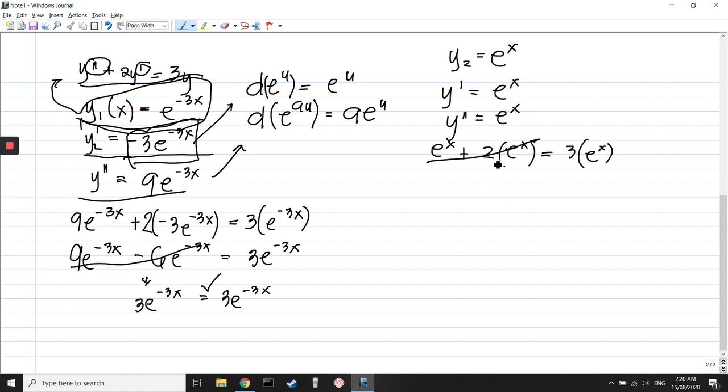In operating this equation, we can conclude that this function is a solution of this equation. So this is the differential equation. Differential equations have solutions that are functions.